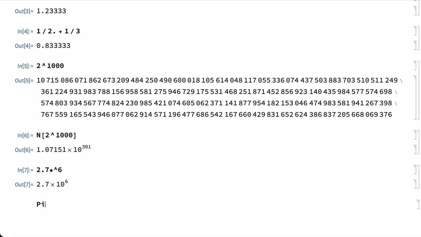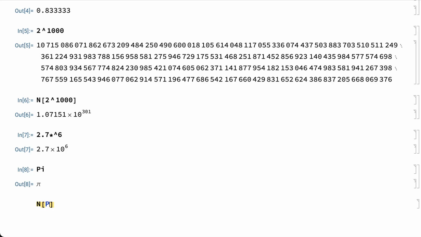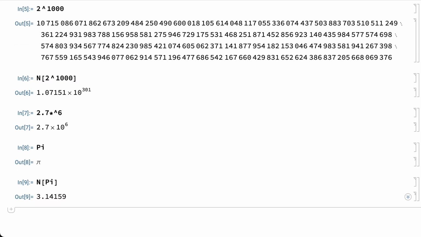Commonly used exact numbers like pi are built into the Wolfram language. Pi can be entered as pi, which displays as the Greek letter pi. This uses N to get a decimal approximation for pi.